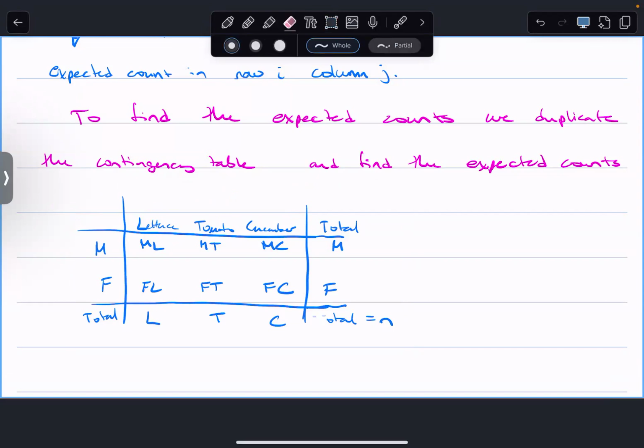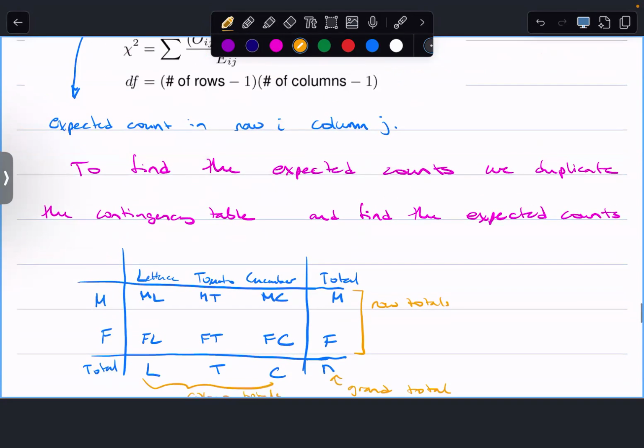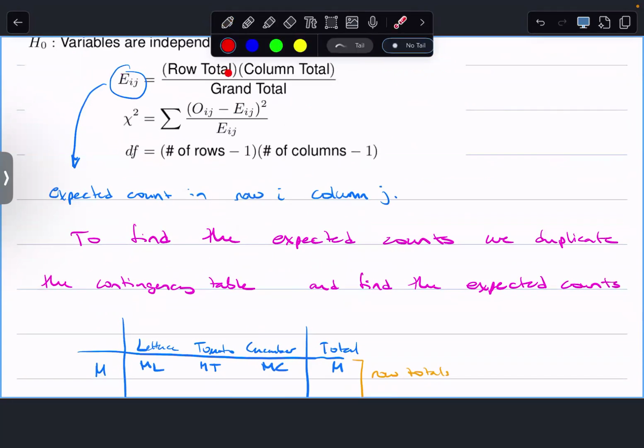I am going to just call this N down here. That's my total number of manatees. These are my row totals. These are my column totals. And this is my grand total. Using the same terminology as here. Okay. Once we get the hang of it, it's not too bad.